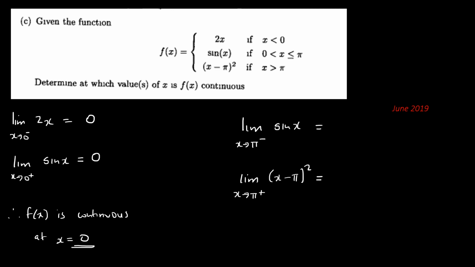Sin pi. I know sin pi is, is it 0? It's 0, yes. Sin pi is 0. Here, if you substitute pi, pi minus pi is 0, squared, still 0. So which means f of x is continuous at x equals 0 and x equals pi. So it's continuous at all the points. If the other one was not equal, you only say it's continuous where it's equal and discontinuous at the other one where it's not equal.